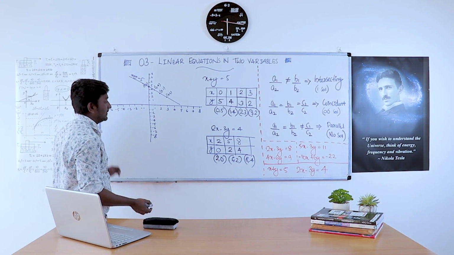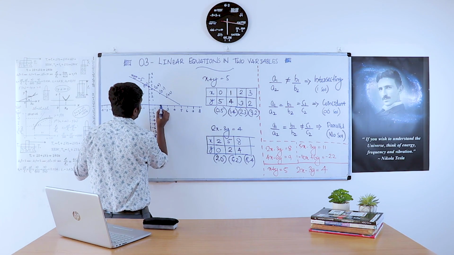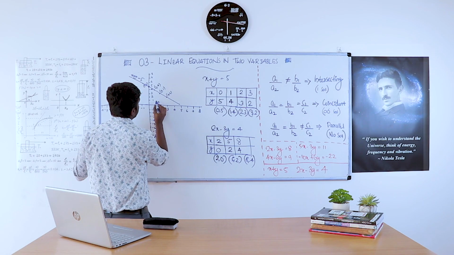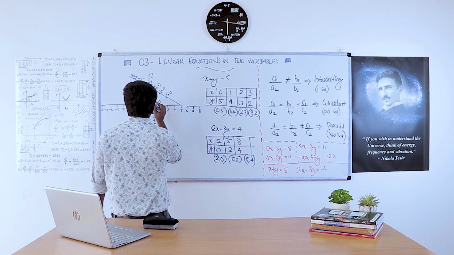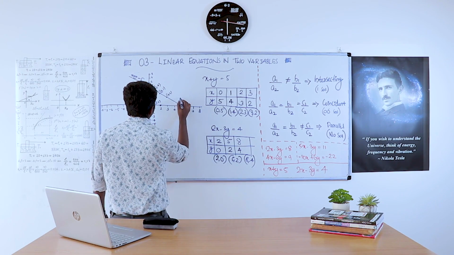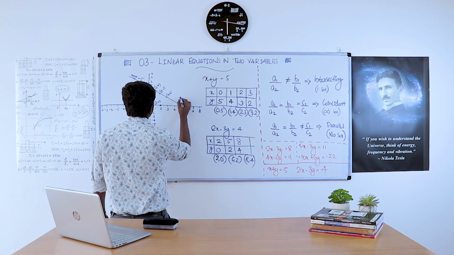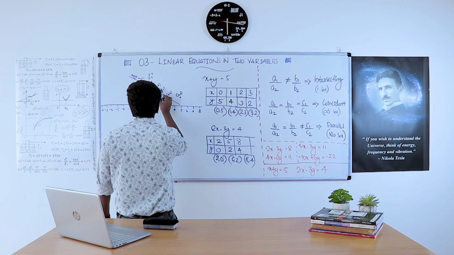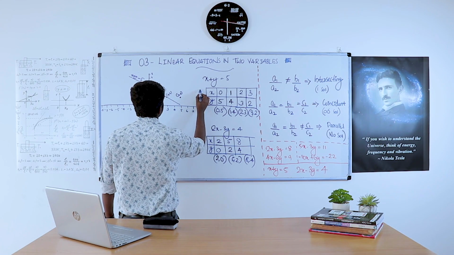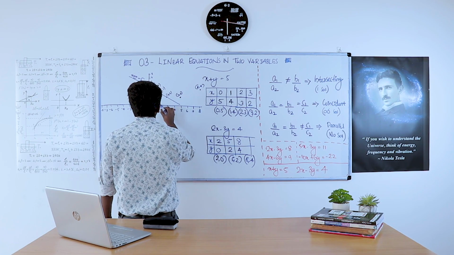Now plot the second graph. X2, y0. What happens? X2, y0. This is the point. Next is x5, y2. So this is the point. X5, y2. Next is x8, y4. This is the point. X8, y4. Now plot.